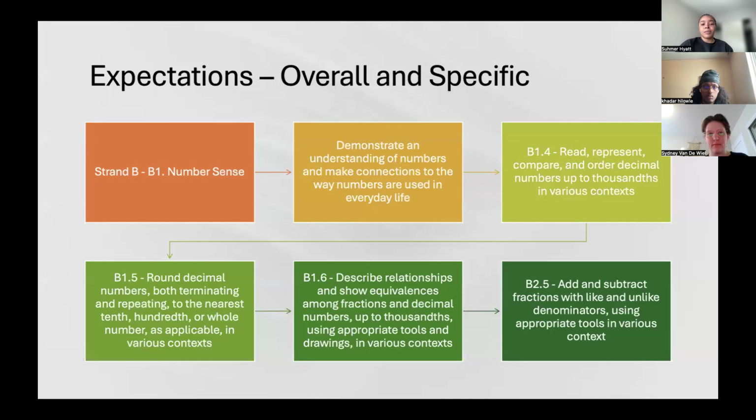Expectations, overall and specific. The expectations are from strand B, number sense, where students are supposed to demonstrate an understanding of numbers and make connections to the way numbers are used in everyday life. I'm not going to go through all of the expectations because in theory, you could cover four of them, and that is not including cross-curricular expectations. This way, I incorporated it into the unit plan to ensure that even though culturally relevant learning is integrated, we do still have board and provincial expectations to meet.